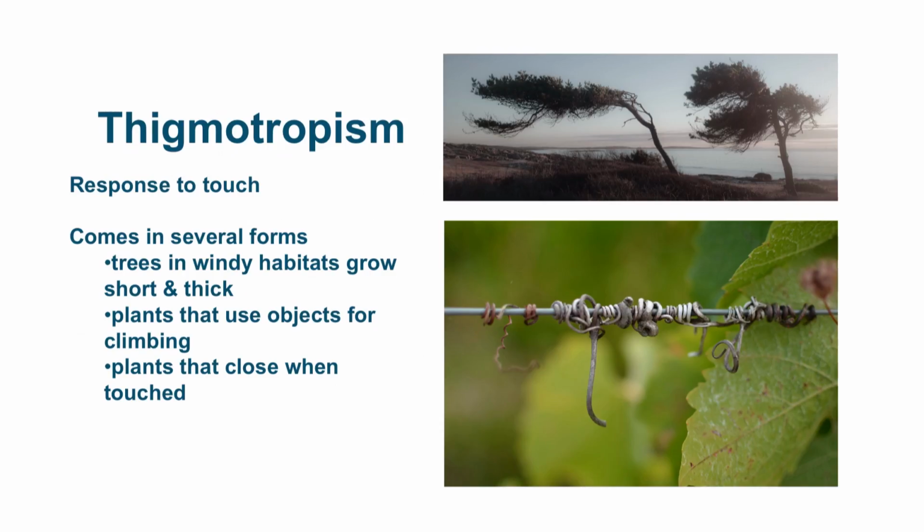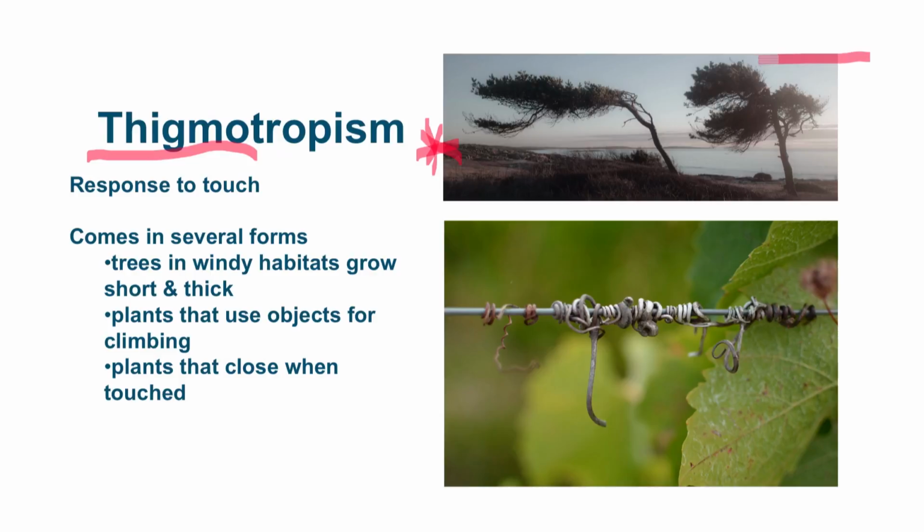Thigmotropism is interesting because it results in several phenomena that you've probably seen before. And this is a response to touch. So thigmotropism is a response to touch. And this comes in several forms. One of them is with trees in windy habitats that tend to grow very short and thick compared to their neighbors or members of the same species that are not growing in a windy habitat.